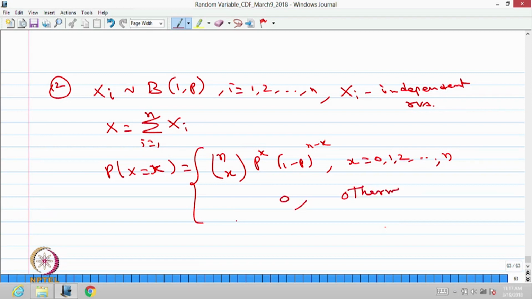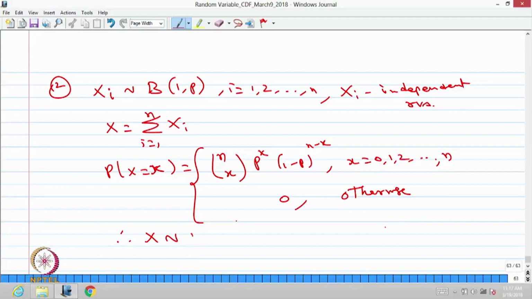Therefore, one can conclude that if you have n independent Bernoulli distributed random variables with the same parameter p, then the sum of n independent Bernoulli distributed random variables becomes a binomial distribution with the parameters n and p. So, we can say X follows a binomial distribution with the parameters n comma p. So, this is a way one can create the binomial distribution with the help of a Bernoulli distribution.